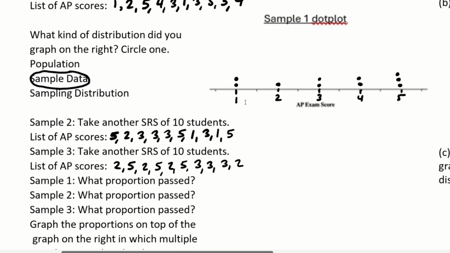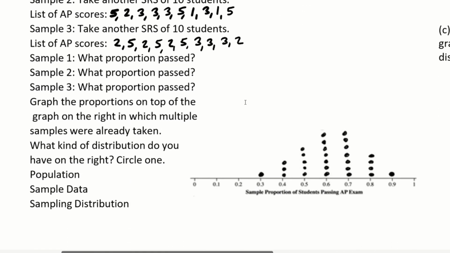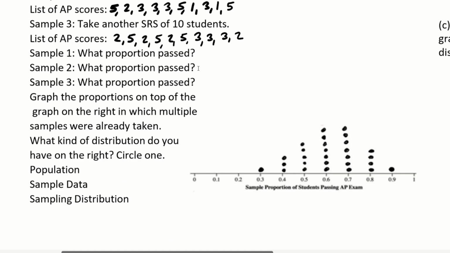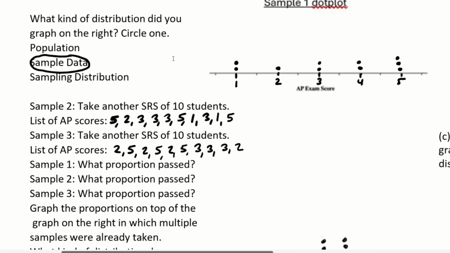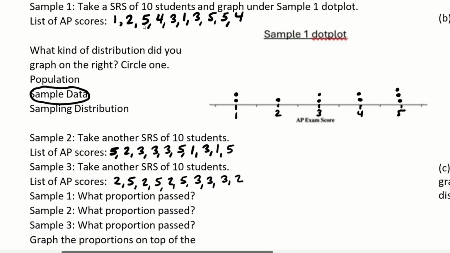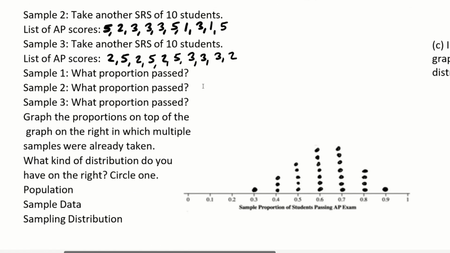All right, so what we're going to do is calculate the proportion that passed. That means they got level 3 or higher, so 3, 4, or 5. Looking at sample 1, it appears that we had a 1, 2, a 5 and a 4, a 3, 1, 2, 3, 4, 5, 6, 7 pass. So we have 7 students that appeared to pass out of 10. For sample 1, the p-hat is 7 out of 10, which is 0.7.